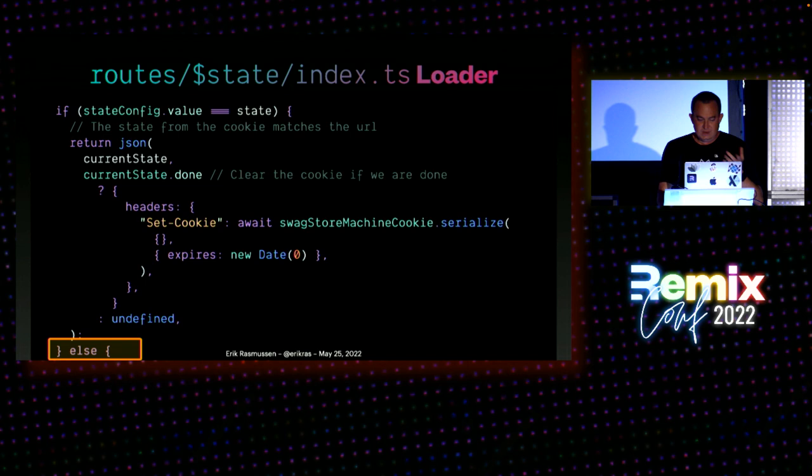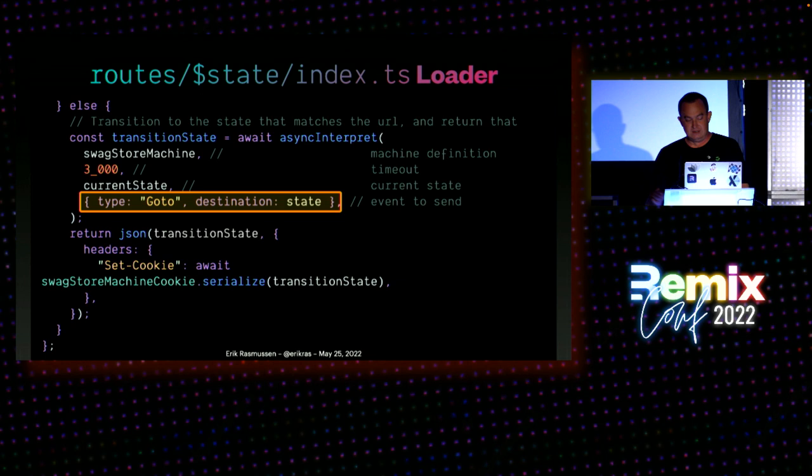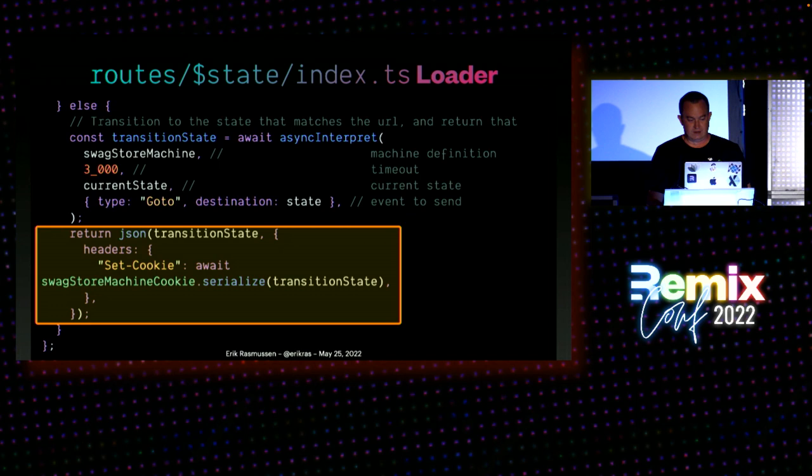But what happens if we're not in the same route that matches the state machine and the cookie? Well, that's where that go-to event comes from. So we're going to use our async interpret thing, we're going to give it our machine, our timeout, and our current state, and then we're going to send it this go-to event. And that's going to transition us to that state that we need to be in, and we're going to send that back to the client with a cookie.